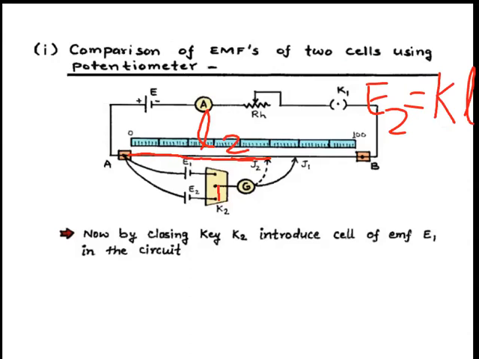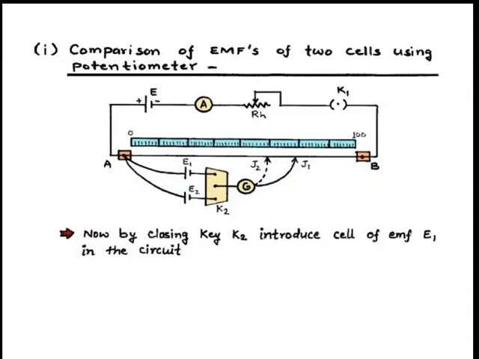Now, children, at the balance length, the current is 0. That is, the deflection in the galvanometer is 0, which means no current is flowing. It means it is going to give you the EMF of the cell. Because we know, children, that current flows whenever there is a potential difference. Here, the current is not flowing. The galvanometer is showing 0 at jockey positions J1 and J2.